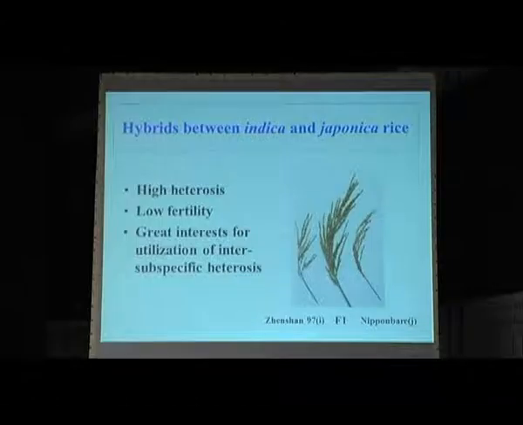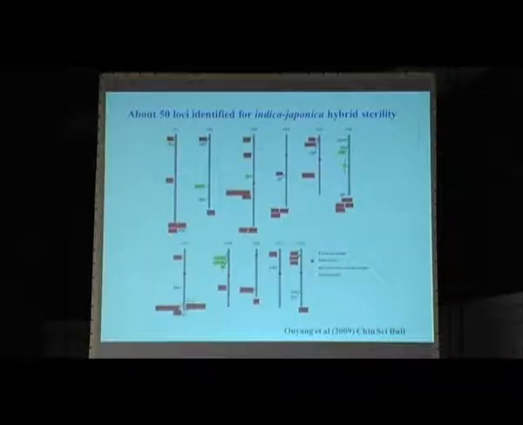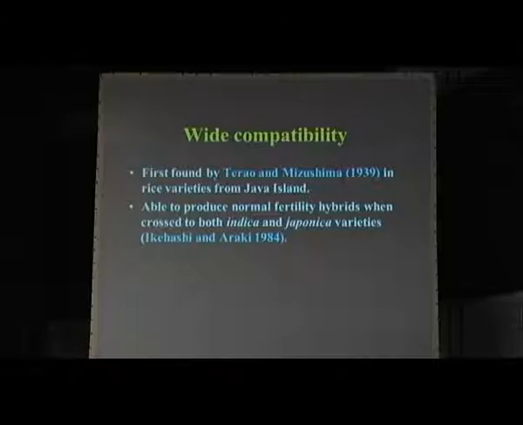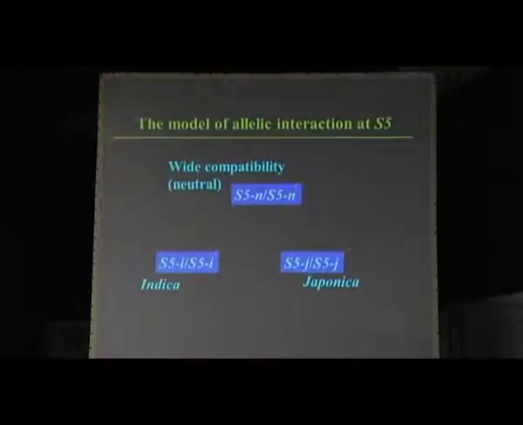That has generated great interest in overcoming the fertility problem to make use of heterosis of these two groups. In the past, there have been many studies. Genetic analysis identified 50 plus loci for Indica-Japonica hybrid sterility. There is a third group called wide compatibility. This group has the ability to produce normal fertile hybrids when crossed to both Indica and Japonica varieties.